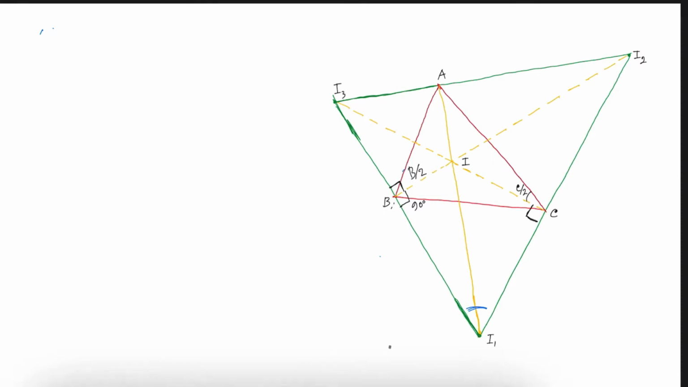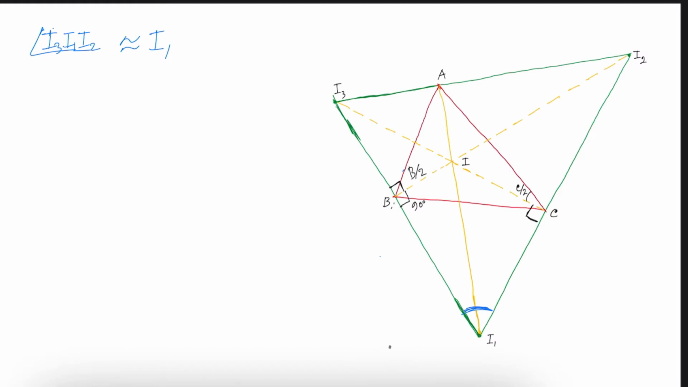Similarly, we can find the excenter I2 opposite to the vertex B, and similarly I3. In this video, we shall try to find out the lengths of the sides of the triangle I1, I2, I3 and the angles corresponding to the vertices I1, I2 and I3. So first, if we try to find this angle, that is angle I3 I1 I2, or we can write it as angle I1.